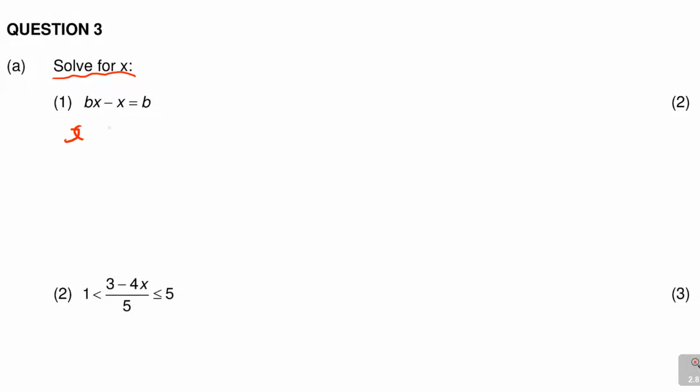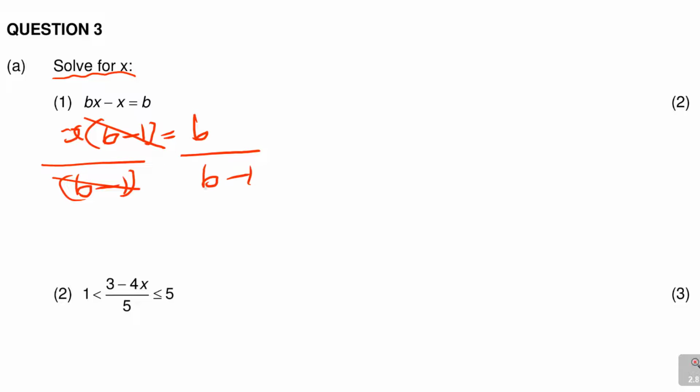Just take out x, and then when you take out x, x into bx is b, x into x is minus 1, is equal to b. Then you simply divide by b minus 1. You don't want b minus 1. You don't want this. But what you do on the left, you do on the right. B minus 1. Done. Then that becomes x is equal to that. Alright, that was not difficult.